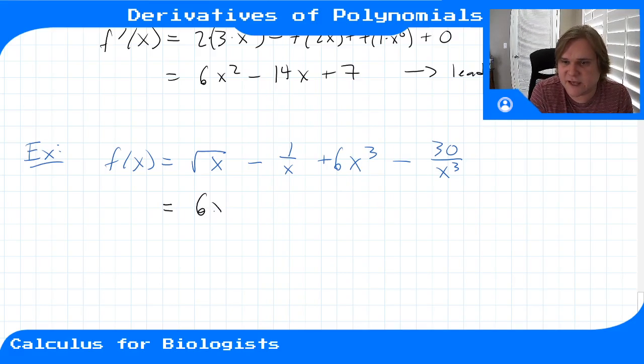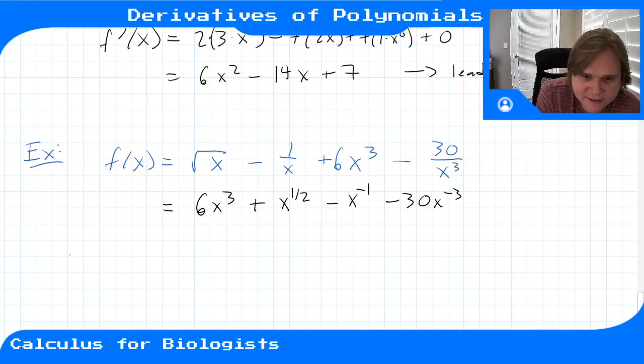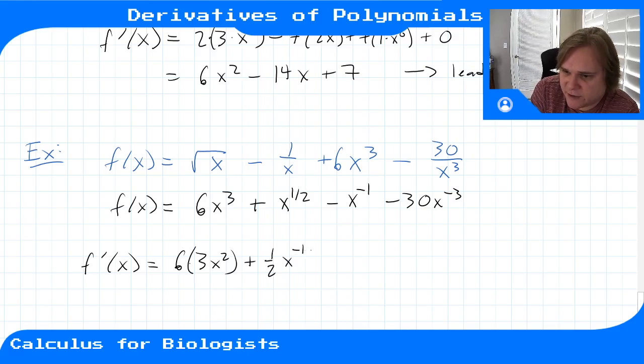This would be 6x cubed plus x to the 1 half minus x to the negative 1 minus 30x to the minus 3. Right? So I have it just in order of highest power to lowest power, just to make things easy. Okay, so then the derivative, this is f. And f prime of x by the power rule here, so leave 6 alone, bring the power down, gives me 3x squared. Bring the power down here, 1 half, x to the minus 1 half, so that's 1 half minus 1.